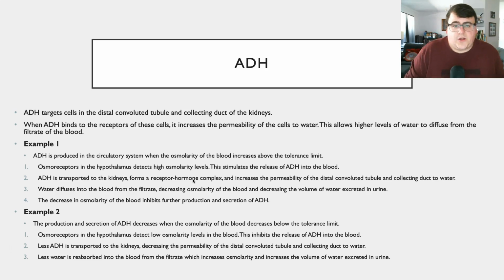Osmoreceptors in the hypothalamus detect low osmolarity levels and inhibit the release of ADH into the blood. That means less ADH is being transported to the kidneys, which means the permeability of the distal convoluted tubule and the collecting duct decreases, so less water leaves those. That means less water is reabsorbed into the blood from the filtrate, and therefore osmolarity increases, and the volume of water excreted in urine increases.